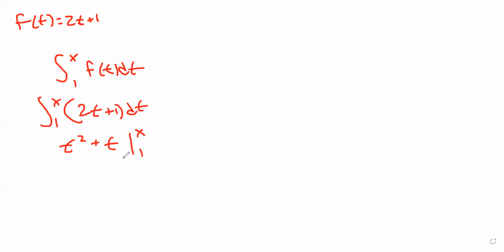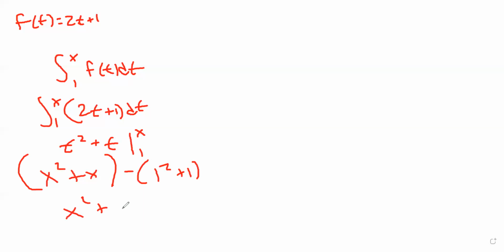Okay. So anyway, hopefully this makes sense, right? The antiderivative of 2t is t squared, the antiderivative of 1 is t, so the route of these is back to that, and plug 1 and x in. If I plug it in, I get x squared plus x minus 1 squared plus 1, which will be x squared plus x minus 2.